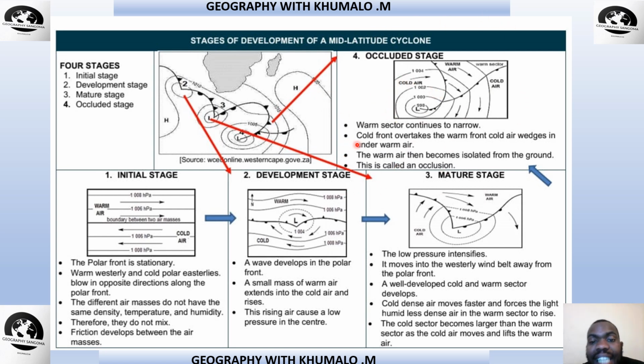Now, what happens is that the warm sector continues to narrow, the cold front overtakes the warm front, and cold air wedges in under the warm air. So the warm sector continues to narrow as the cold front catches up with the warm front. The warm air then becomes isolated from the ground, and this is called occlusion. As the warm sector becomes narrower and narrower, at a later stage this warm air becomes isolated from the ground, and then we reach what we call the occlusion stage.